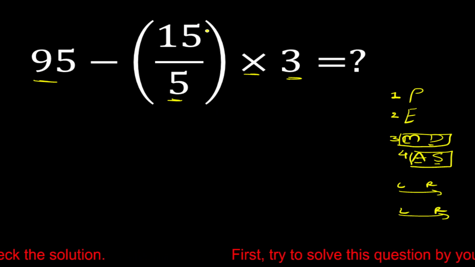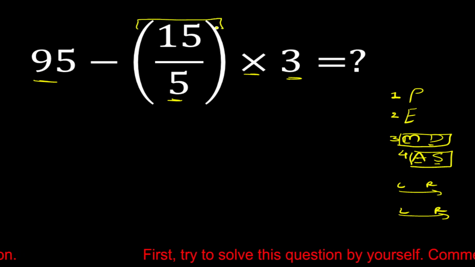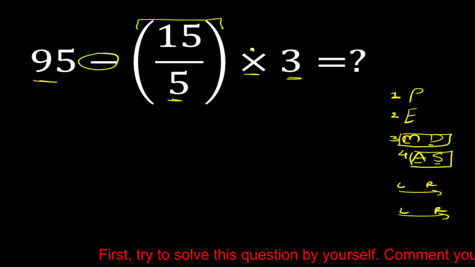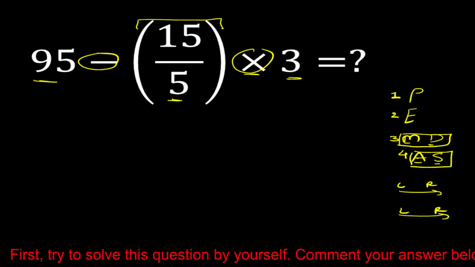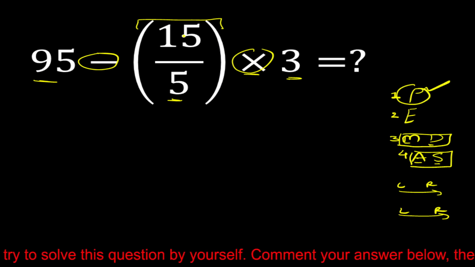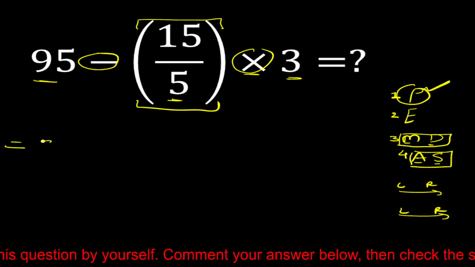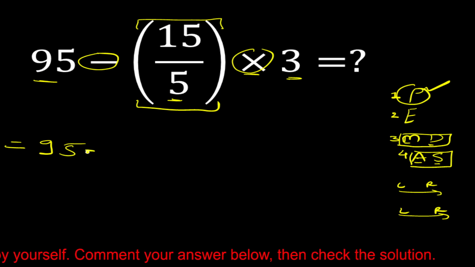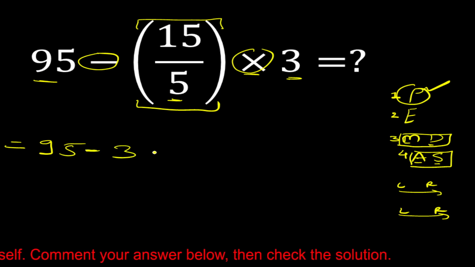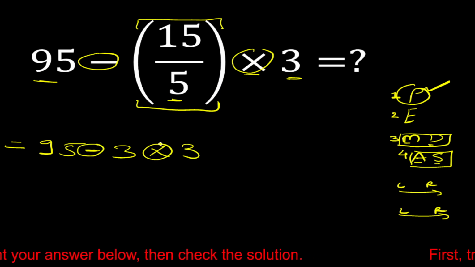So in this question we have one parenthesis, one subtraction and one multiplication. According to the PEMDAS rule, first we have to solve the parenthesis. So 95 minus, now solve this parenthesis, 15 divided by 5 is equal to 3, multiply 3. Now here one subtraction and one multiplication.